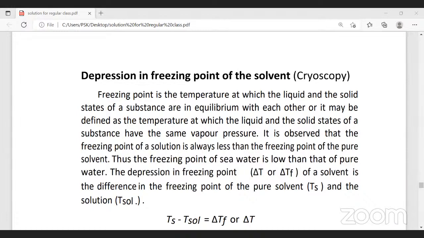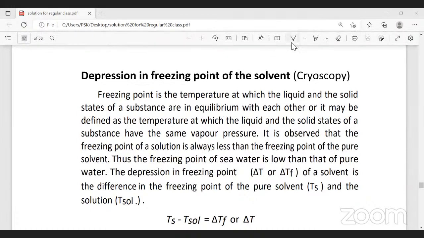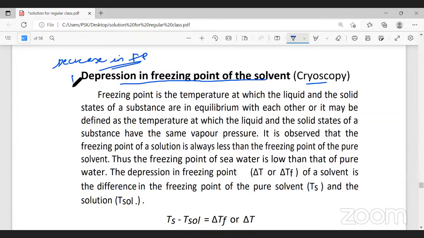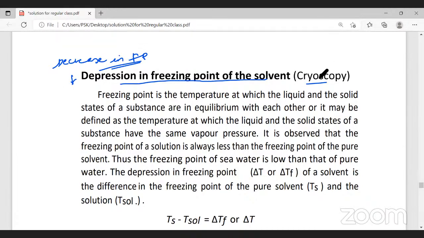Now, the last colligative property, what we are supposed to learn, is called depression in freezing point, or cryoscopy, or it is also called decrease in freezing point. It is just the same as the ebullioscopy we learned in the previous class, but it's opposite. In case of ebullioscopy, there was an increase in the boiling point. Here, the freezing point will decrease.